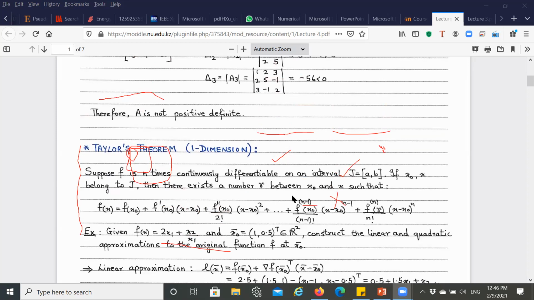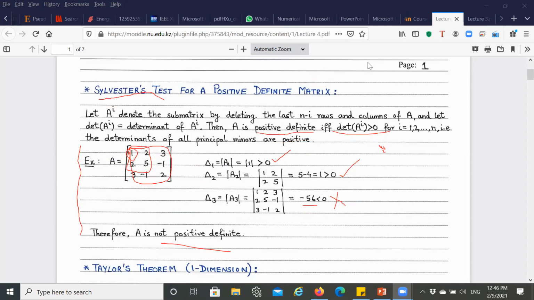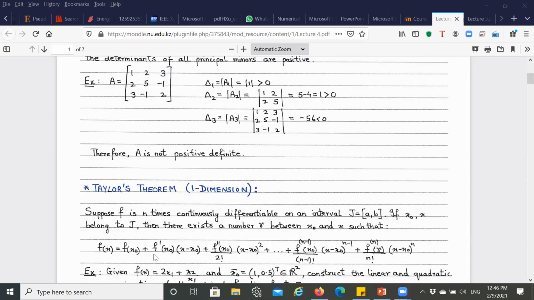Moving on, we go to Taylor's theorem. Do we have any questions so far?